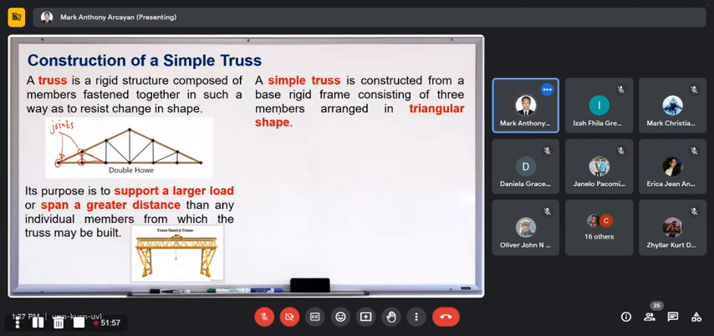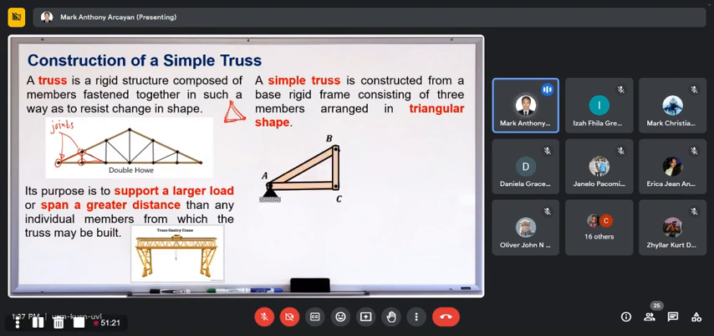Giyon sa pag-construct, sa requirements para maka-construct ta og usa ka simple nga truss structure. So, a simple truss structure is constructed from a base rigid frame consisting of three members arranged in triangular shape. So, a triangle is a rigid shape. Ang iyang configuration is rigid. So, if you have three links and you're going to arrange it in a triangular shape, kusgan na siya, no? Kanang triangular shape nga rigid structure.